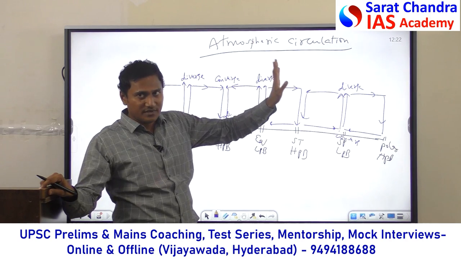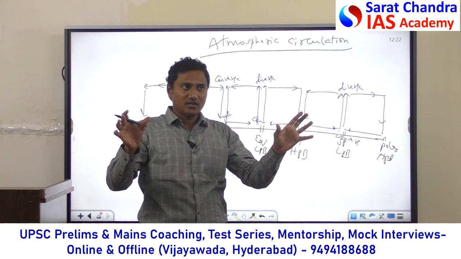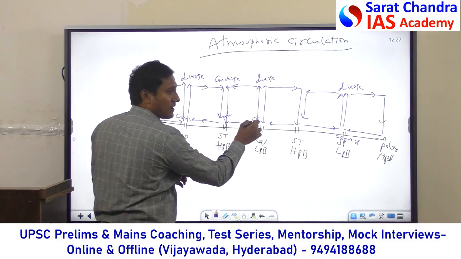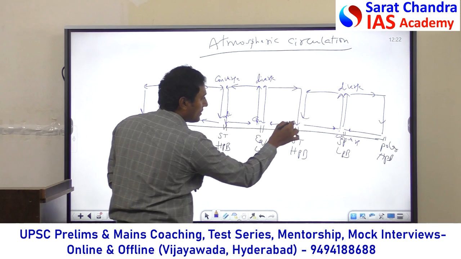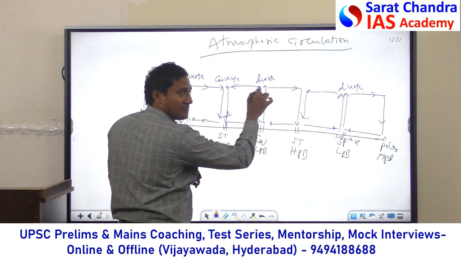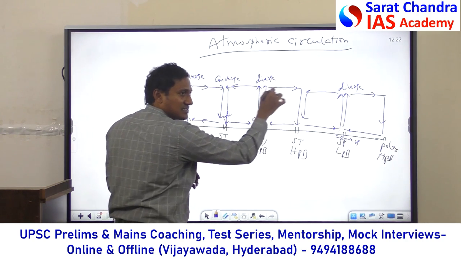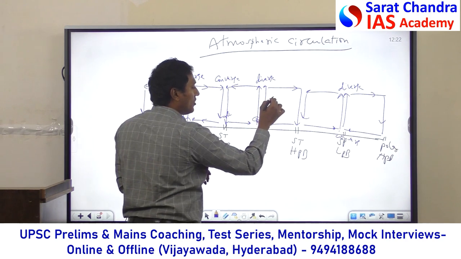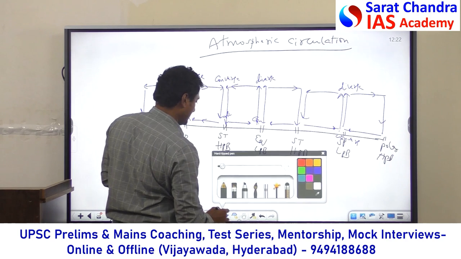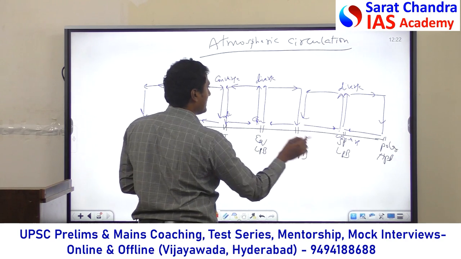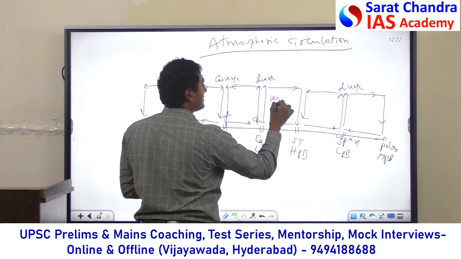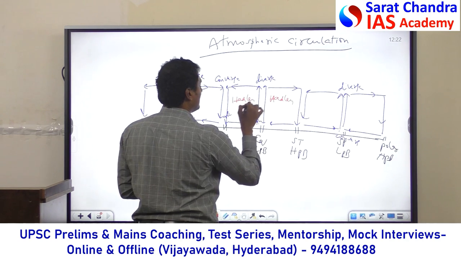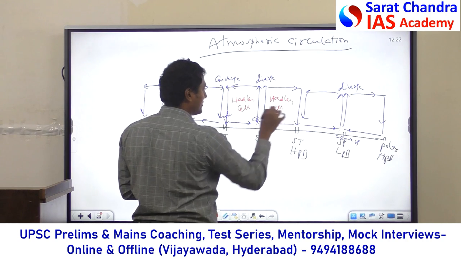Atmosphere circulation means in the atmosphere, the air keeps on circulating like a cell. For example, see here, see how it is moving. What is this? Like a cell circulation. This was actually observed by somebody called Hadley. His name is Hadley, who observed this. So we call it the Hadley cell.